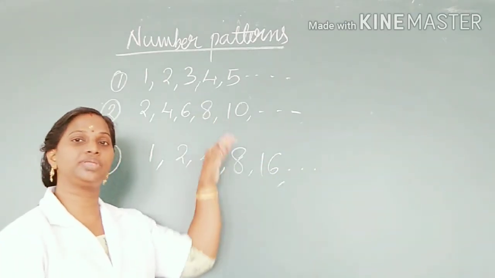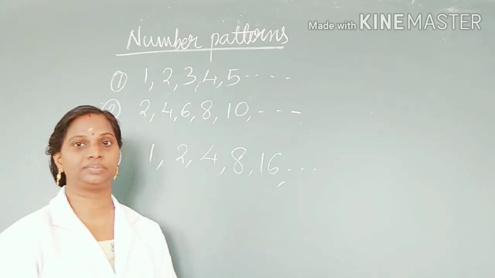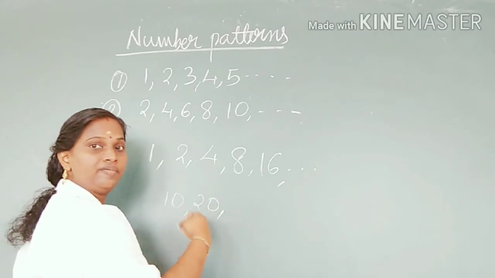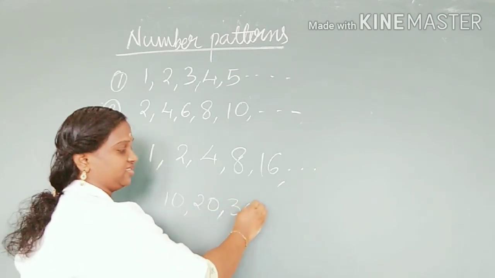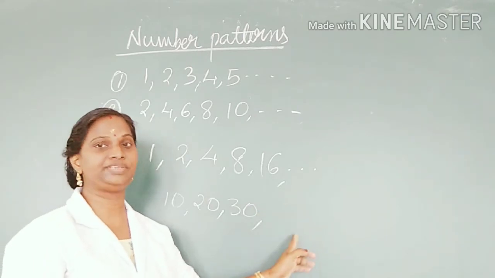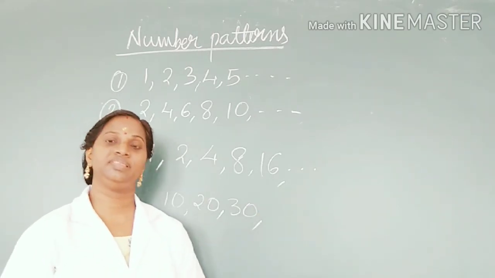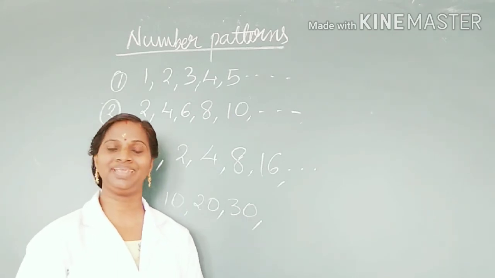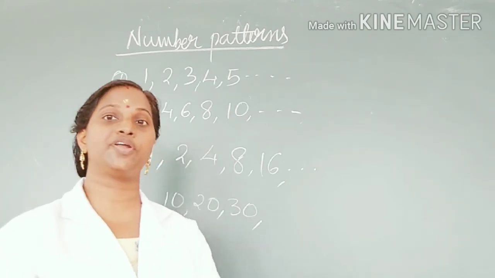Like this you can create your own patterns. See here, 10, 20. What is next? Yes, 30. Then next 40, 50, 60. So this one is another example of a number pattern. Clear? So try to create your own pattern.